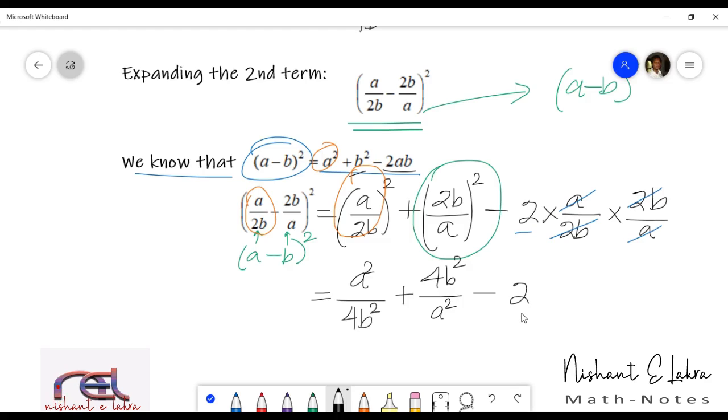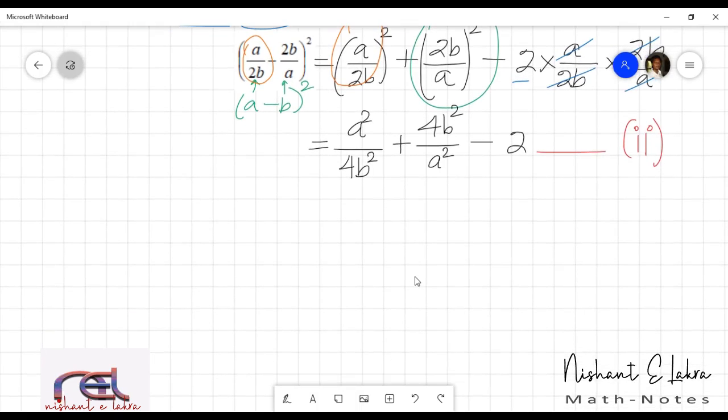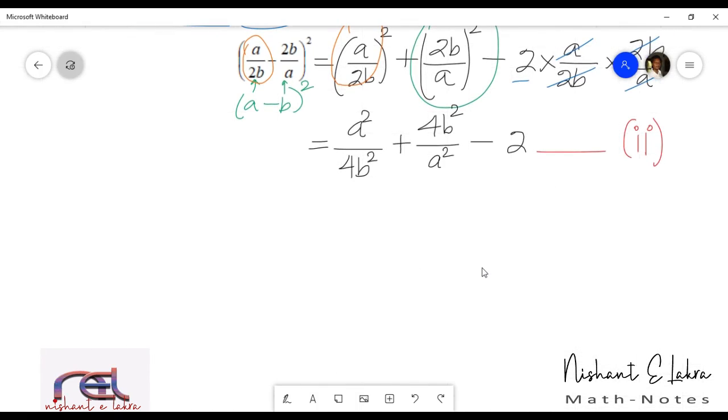So we have found the expansion for the second part of the equation, right? So we will write it as the second equation. The first equation was found after solving (a plus b) whole square, and this is our second equation. Let us solve it further. I hope you have understood till here.